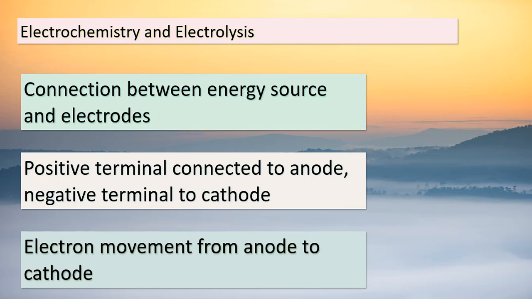Figure 20.28 catches our attention, showcasing how an energy source is intricately connected to the electrodes. Here, the positive terminal links with the anode, while the negative terminal connects to the cathode. The outcome? Electrons are compelled to journey from the anode to the cathode, marking a captivating dance of charge carriers.